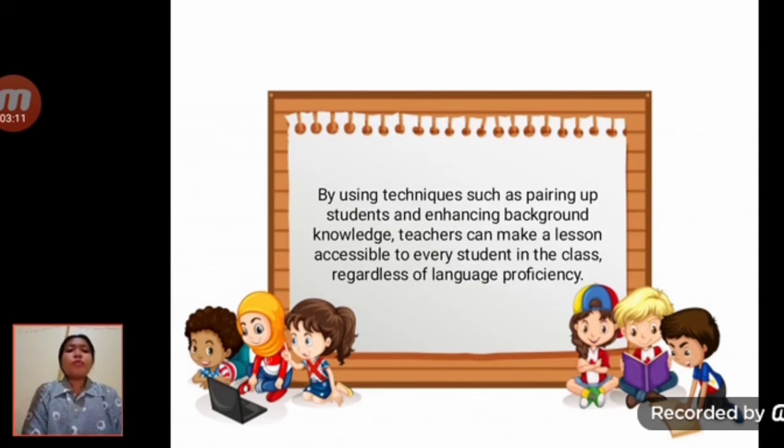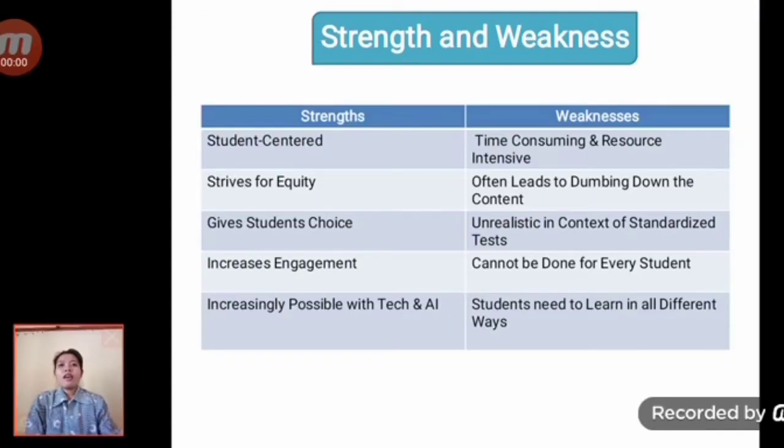From the video, we can conclude that by using techniques such as pairing up students and changing background knowledge, teachers can make a lesson accessible to every student in the class, regardless of language proficiency. The strengths and the weaknesses of differentiated instruction.